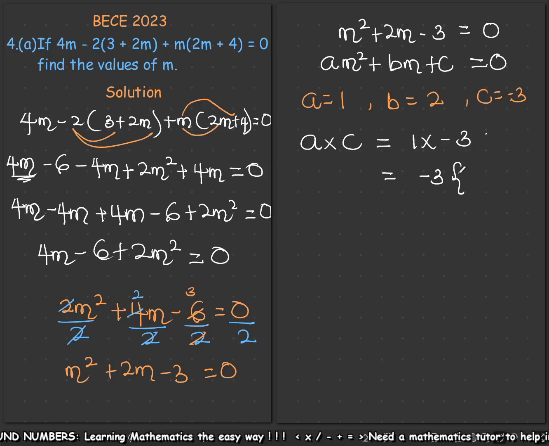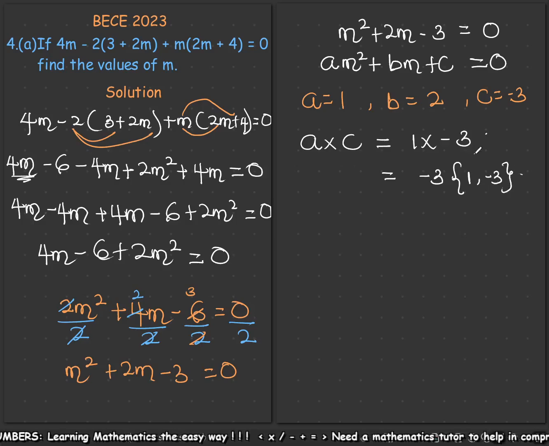So factor pairs of negative 3, I can say I have 1 times negative 3. 1 times negative 3 certainly gives me negative 3. If I add, do I get a positive 2? No. Hence, let me change my signs so that I rather say negative 1 times 3. Negative 1 times 3 once again gives us negative 3, and if we add, do we get a positive 2 as we see here? Yes, we do. So instead of our 2, we are going to substitute it with negative 1 and then 3.